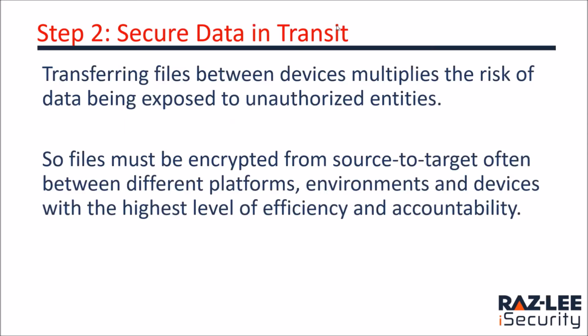And the second step is to secure the data in transit. When I'm transferring files between devices, the risk is multiplied. And unauthorized entities know this, because they are using external devices connected to another device and connected to another one. So the risk is multiplied as many times. So the files must be encrypted from source to target. And this can be done inside the IBM i.